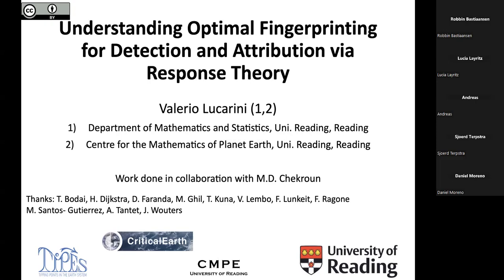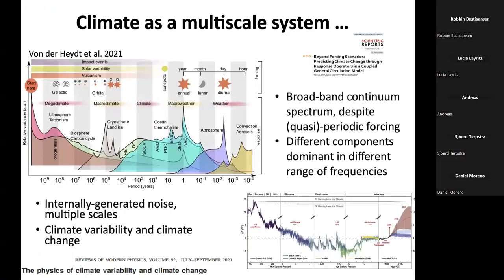Just to make the take-home message clear from the beginning: A, the optimal fingerprinting methods are very robust and closely related to what we can say about the response of the system to perturbation via response theory. And B, in order to be improved, we need to be a bit careful in the definition of what is natural variability. Okay, so this is the main result. Now, I will need to go through some steps, because that hopefully will clarify the connection.